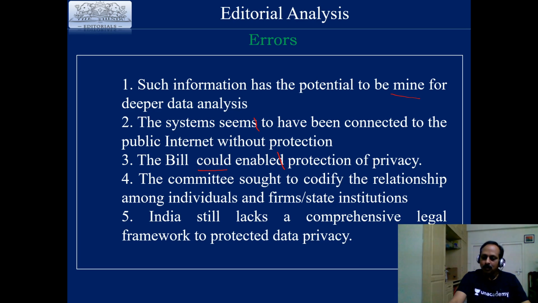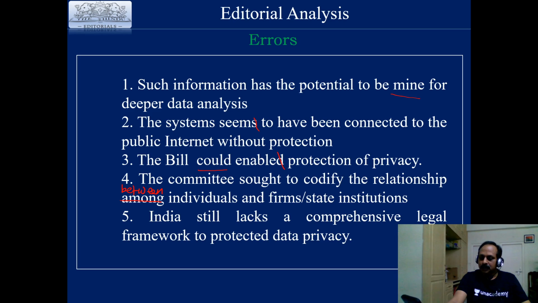That's right. A lot of students have got it right. Where is the error? Sentence number 4. The committee sought to codify the relationship among individuals and firms, state institutions. Ravinder Reddy, your answer is correct. It is not among, it should be between. What is the right preposition here? Between. Among is not correct, between is correct. Between individuals and firms or state institutions.